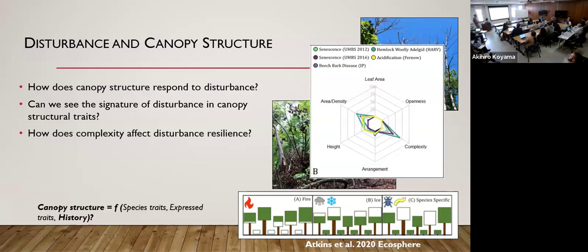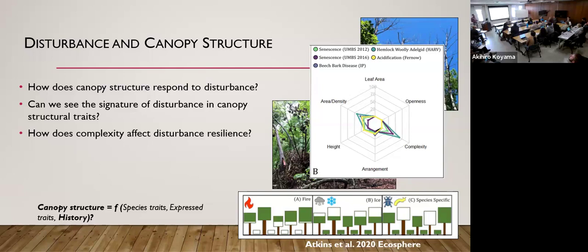So Jeff Atkins had a paper where we looked at a bunch of observational studies of disturbance to see if there were different signatures of disturbance on canopy structural complexity metrics. And he created these cool, like, I don't know what they're called, spider plots or something that are kind of incomprehensible. But basically what it's showing is that there were some differences in these different types of disturbance in their complexity outcome and their canopy structural outcomes.